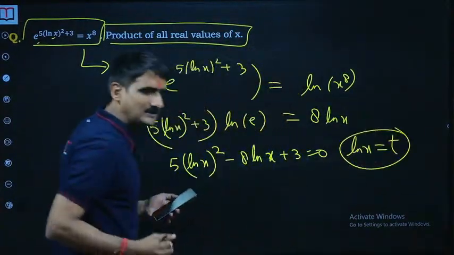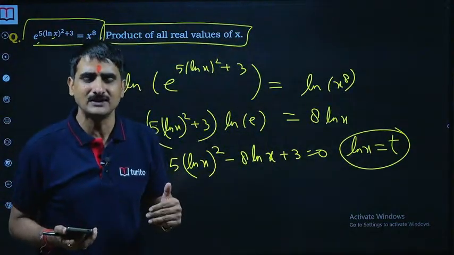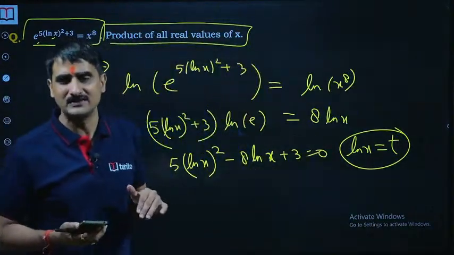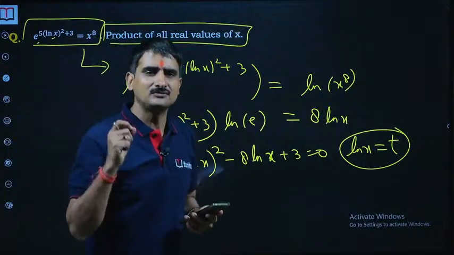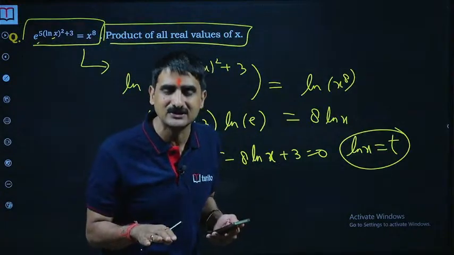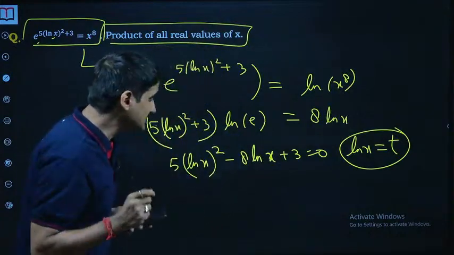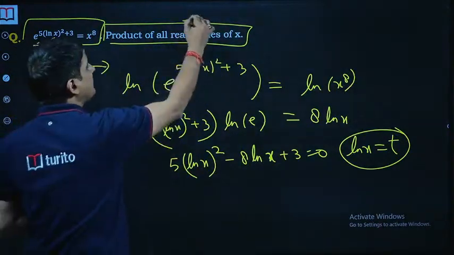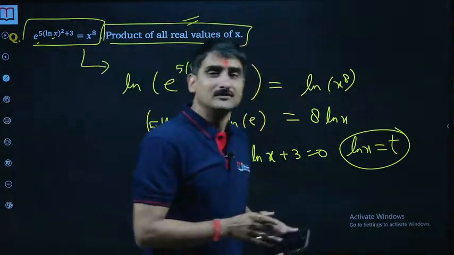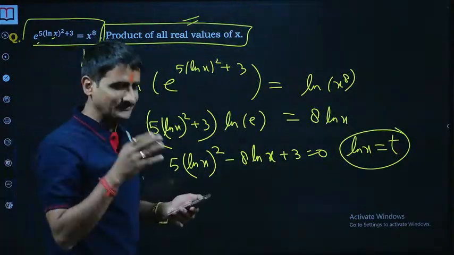So if I replace ln x by t, the range of ln x is the entire real number line, minus infinity to infinity. So it covers the entire number line. So if you have a real root in terms of t, you have a root for ln x also. There's a domain restriction, but there's no range restriction here. Now see, the question is we need the product of all real values of x. What we need here is the product of all real values of x.